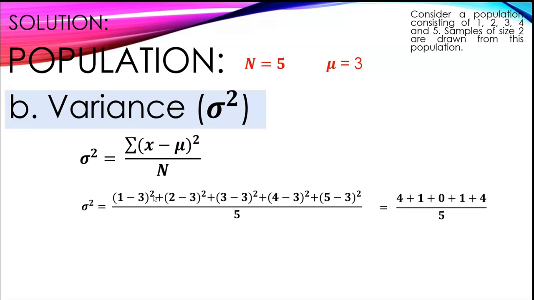So let's simplify. 1 minus 3 is negative 2. You square it, that's 4. 2 minus 3 is negative 1. Negative 1 squared is 1. Plus 3 minus 3 is 0. 0 squared is 0. 4 minus 3 is 1. 1 squared is 1. And 5 minus 3 is 2. 2 squared is 4. So we have 4 plus 1 plus 0 plus 1 plus 4 divided by 5. The sum is equal to 10. 10 divided by 5 is now equal to 2. Hence, the variance of our population is equal to 2.